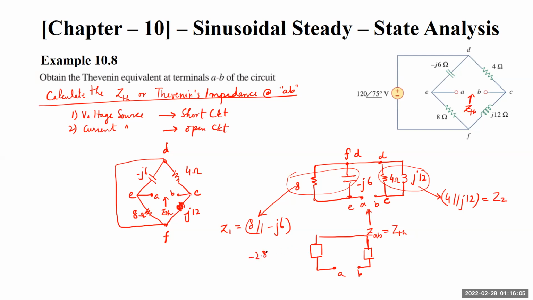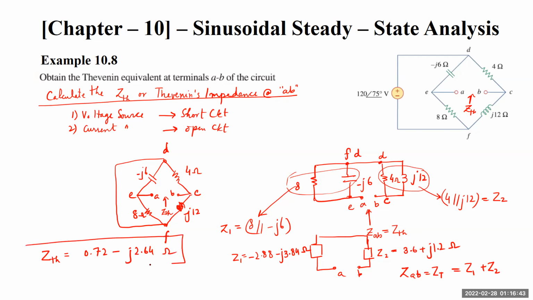So my Z1 is minus 2.88 minus J3.84 ohms, and this is Z2 as 3.6 plus J1.2 ohms. Right? So this is how parallel goes. So if I'm going to measure A or B over here, ZAB or Z-Thevenin will be equal to Z1 plus Z2. So my Z-Thevenin will be equal to 0.72 minus J2.64 ohms. So this is the effective Z impedance for this circuit.